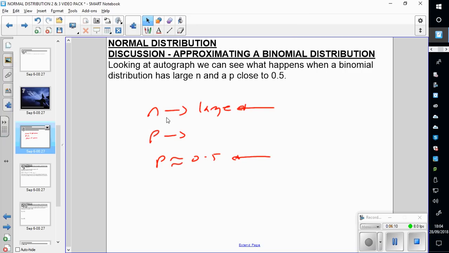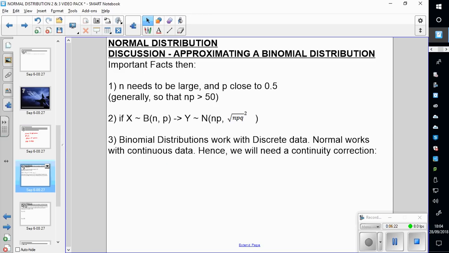So what we used to say is a good reason to approximate it was that np, so n times p, is greater than 50. Okay, and that's something you should bear in mind for your exams when it's asking you questions about it. But that probably is because of the historic tables issue.